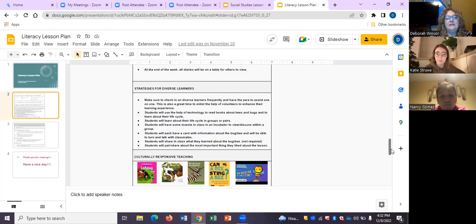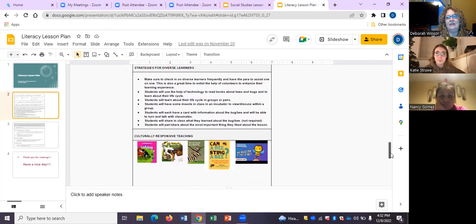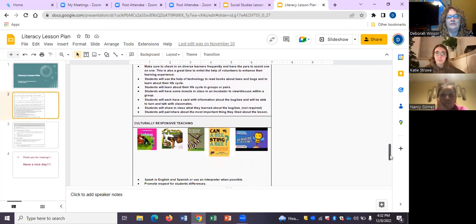Students will have some insects in class and an incubator to view and discuss within a group. Students will each have a card with information about the bug or bee and will be able to turn and talk to classmates. Students will share in class what they've learned about the bug or bee, but that's not required. Some students are shy and others are social butterflies. So students will pair share about the most important thing they liked about the lesson.